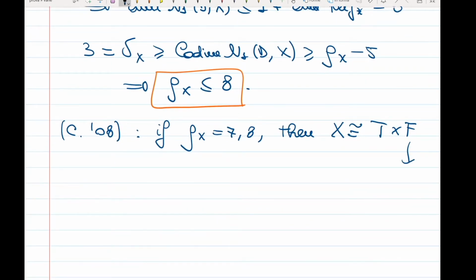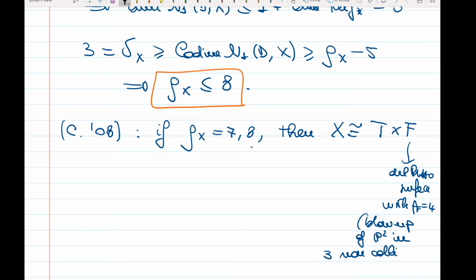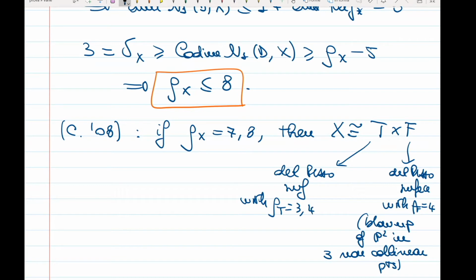Okay, and then here, F, which was a fiber, is just the del Pezzo surface with Picard number 4. So it's the blow up of P2 in 3 non-collinear points. And T is the Lefschetz surface with Picard number 3 or 4, depending whether the Picard number of X is 7 or 8. And also, in this case, F is just the projection. And so in particular, it is smooth.